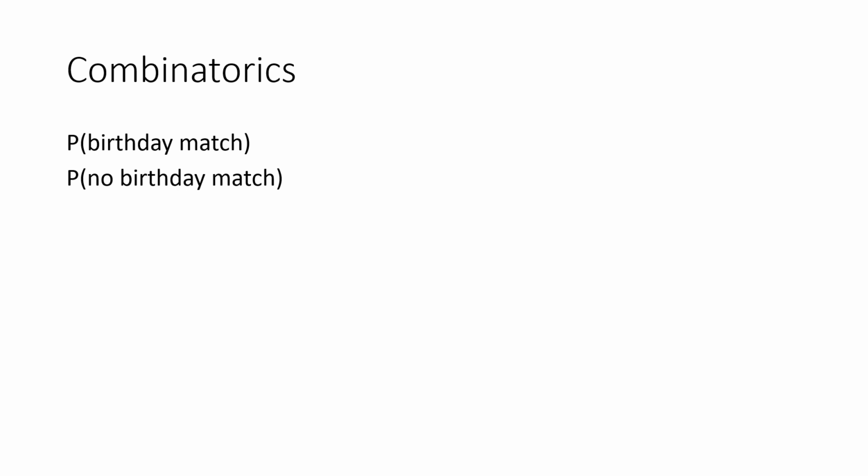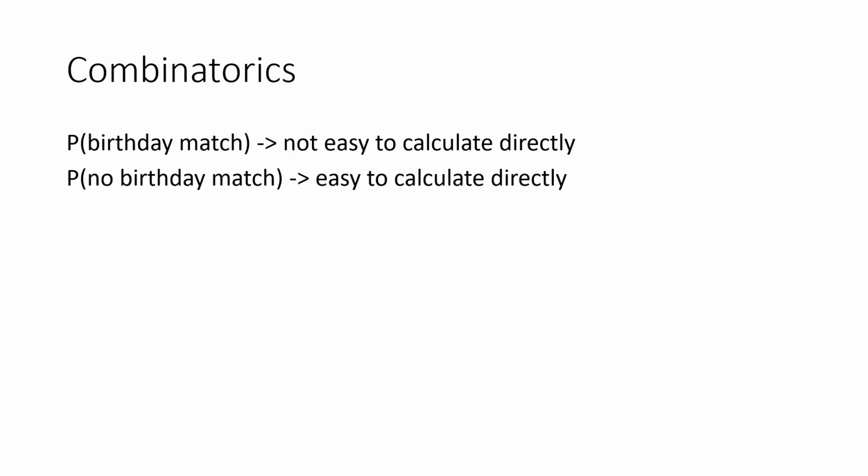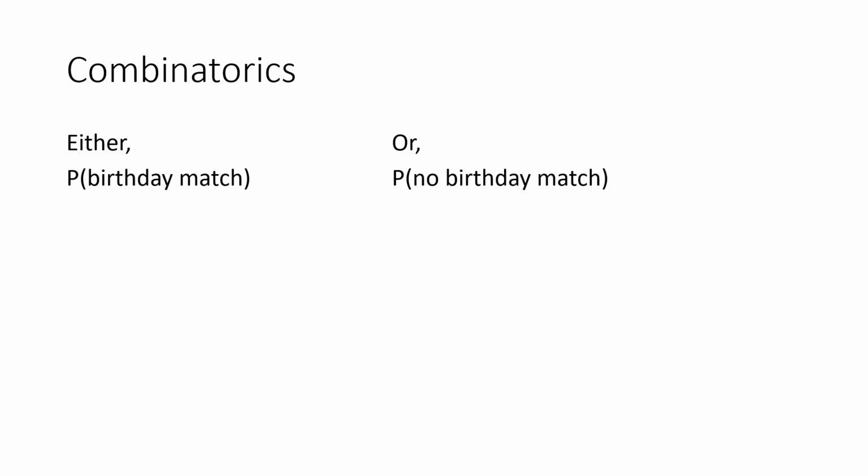To understand the probability of a birthday match, we need to look at the probability of no match, because it is easier to calculate that way. Either there is a birthday match or there isn't. So the odds of a birthday match and the odds of no birthday match add up to 100%. By finding the probability of no birthday match, we can subtract it from 100 to get the probability of a match. I hope you get me.